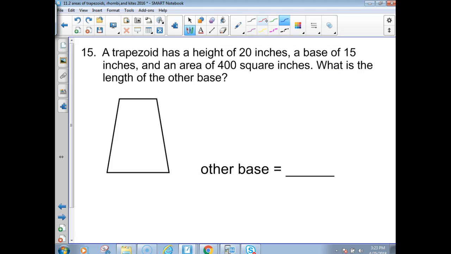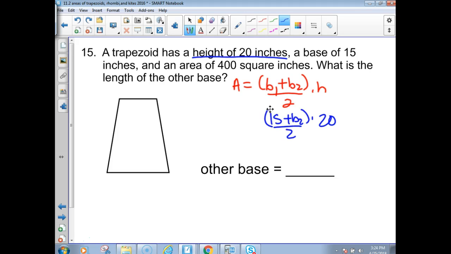15, we got a trapezoid. So I'm going to write down the trapezoid's area formula. It says base 1 plus base 2 divided by 2 times the height. I'm going to stick stuff in that they're given. I've got a height of 20. I have a base of 15. So I'll put that in for one of the bases. I have an area 400. That'd be the A. All right, so I just stuck it all in there.